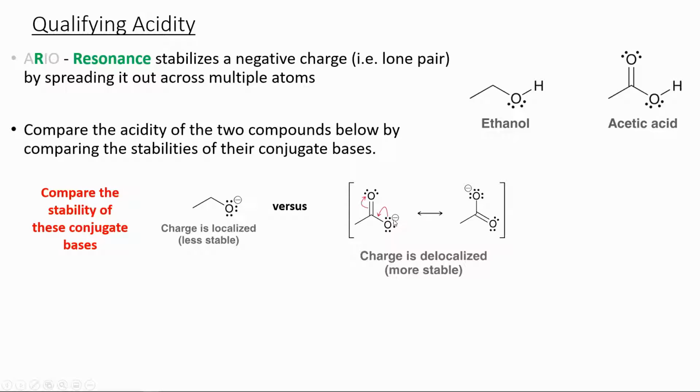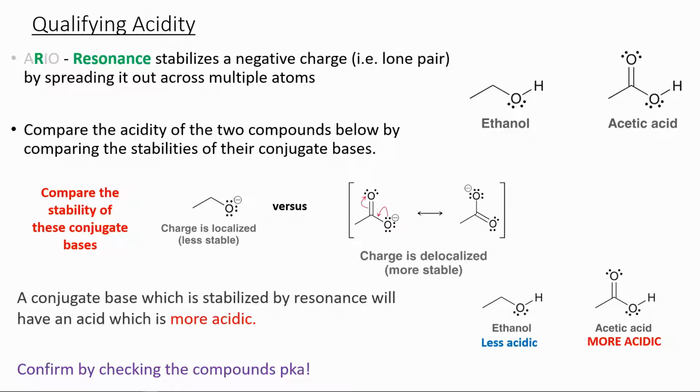Acetate anion has 2 resonance structures available. The first resonance structure stabilizes the negative charge on this oxygen, and then we can push the electrons up so that it's stabilized on this oxygen. Since this charge is delocalized across 2 atoms, it's going to be a more stable conjugate base, and therefore acetic acid is going to be more acidic, meaning acetic acid is going to have a lower pKa than ethanol. And we can double check this by comparing the pKa of these 2 on the pKa table.